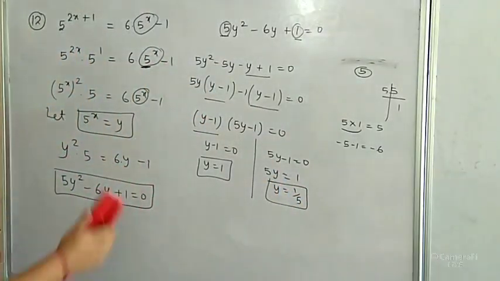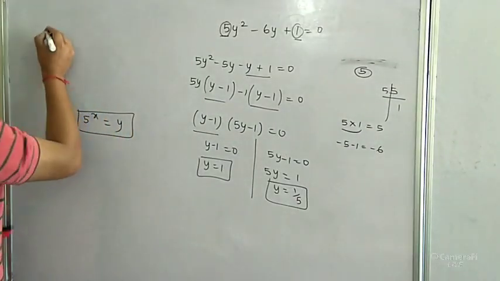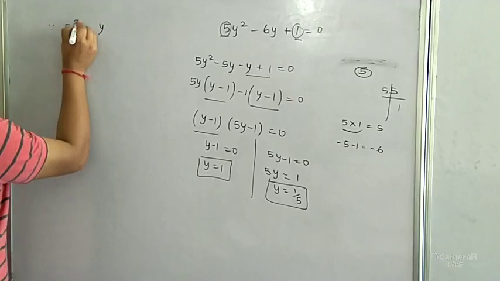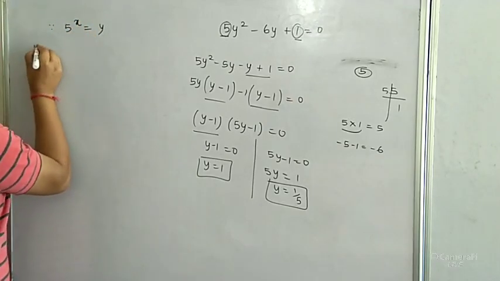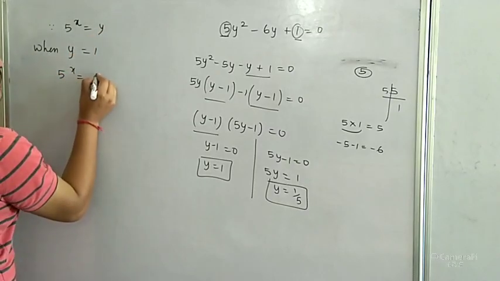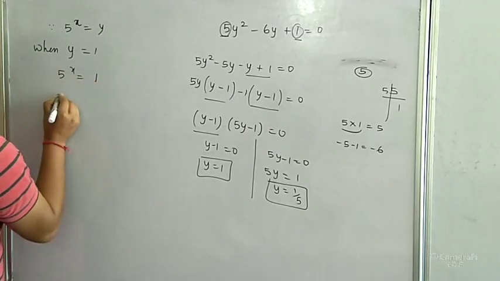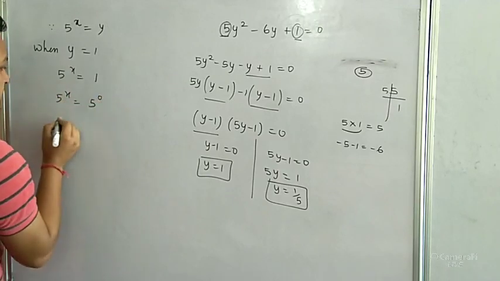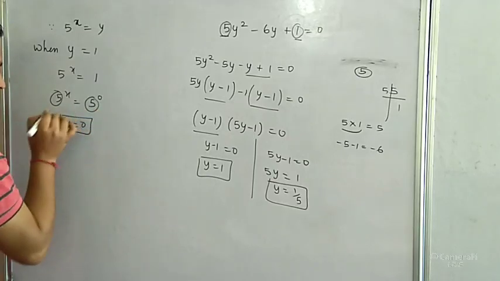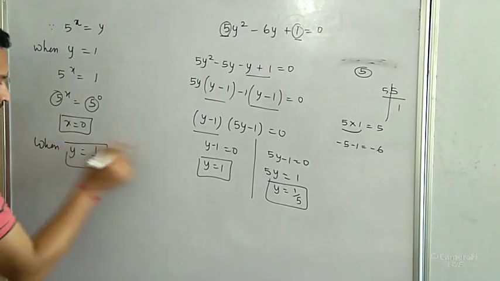बट हमें y की वैल्यू नहीं चाहिए, हमें तो x की वैल्यू चाहिए. ओके, तो x के लिए हमने क्या लेट किया था, since 5 to the power x is equal to y, ये लेट कर रखा है. तो first when y is equal to 1, substitute the value of y, so 5 to the power x is equal to 1. Now compare the left and right side, but it is 5, it is 1, so this one we can write 5 to the power 0. So on comparing the left and right side, bases are same, the powers will be equal, so x is equal to 0.